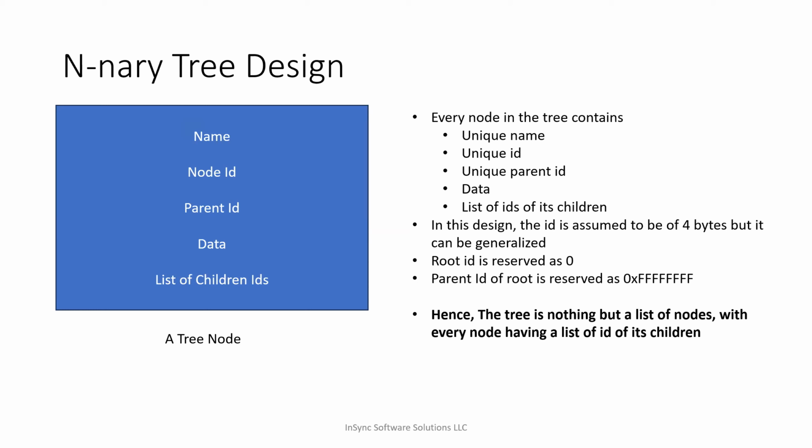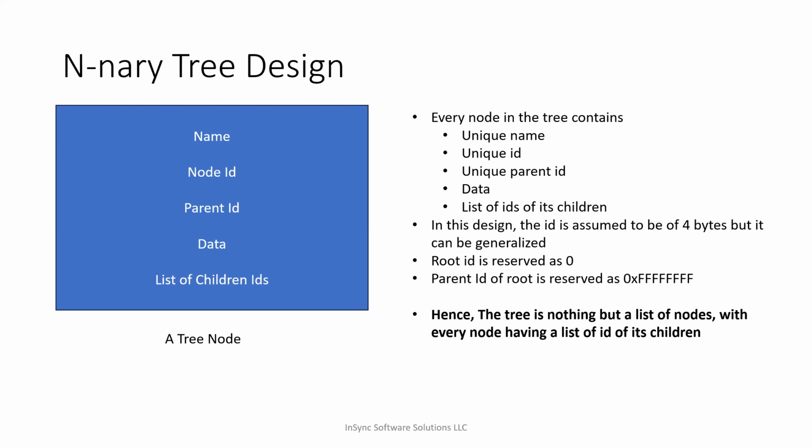For the root, we just reserved the root ID, and the parent ID is again reserved as the max of 4 bytes. The 4 bytes is just assumed for this design. It's not restrictive and we can actually generalize. So the tree would be nothing but just a list of such nodes.